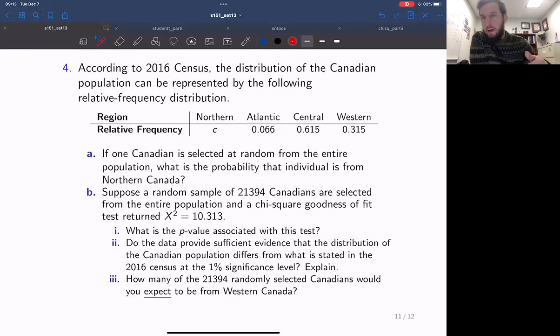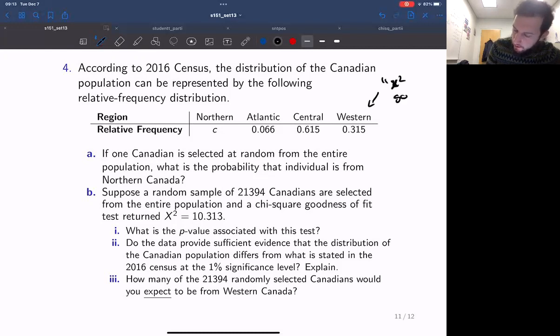Okay, so we have here a relative frequency distribution. So similar to before, when we see this, we should be thinking chi-square goodness of fit. So if we see a relative frequency distribution on the final, automatically we should be thinking this is probably a chi-square goodness of fit test, because this is the only data that lends itself to that type of test.